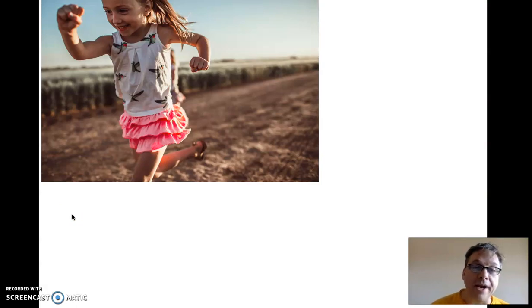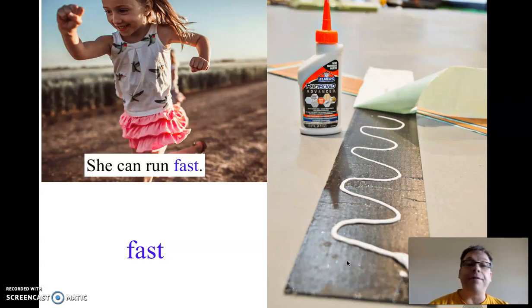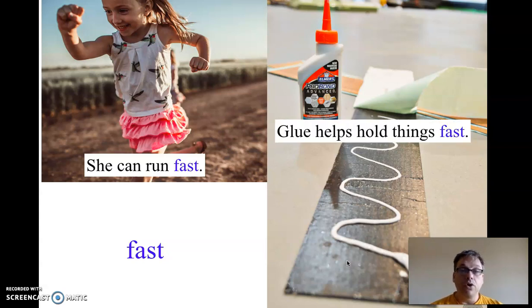You can see the girl, she's running here. Looks excited to be running. And here we are trying to glue something, perhaps to stick on a door or a wall. Perhaps there's a name on the other side. Now, we don't often use this one, right? However, the word fast can be used for both of these. Both in the sense of an adjective. She can run fast. She's able to run quick, fast. Here, glue helps hold things fast. This is not quick, right?